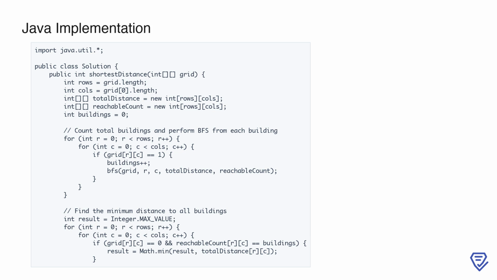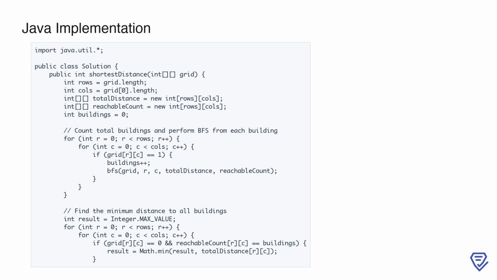The main method, shortestDistance, takes a 2D grid as input, which represents the map where 1s are buildings, 0s are empty land, and 2s are obstacles. We initialize variables for the number of rows and columns, as well as 2 auxiliary matrices, total distance and reachable count. These will help us track the cumulative distance from buildings to each cell and the count of buildings reachable from each cell, respectively. We also initialize a buildings counter to keep track of the total number of buildings in the grid. Next, we iterate over every cell in the grid.